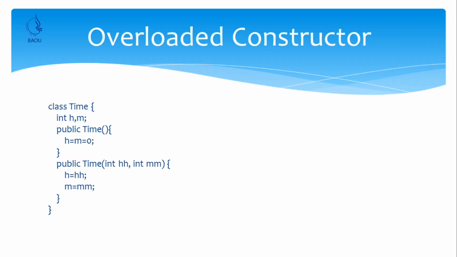Now, we take examples of overloaded constructors. We discussed these in the last lecture also. So, here we have a class Time with two class variables, hours and minutes. The first constructor will initialize both values to 0, and the second constructor initializes these two class variables with the arguments provided. So, this is how we can define overloaded constructors. You can have another constructor also which initializes only one value.